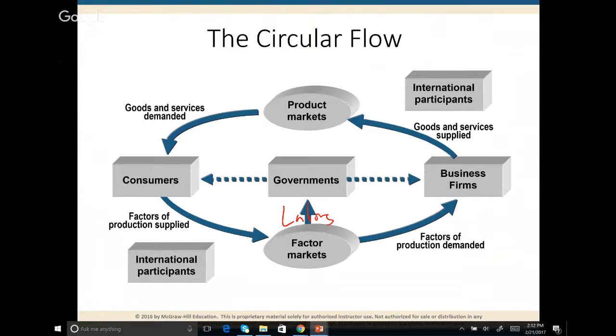Government on the other side will hire factor productions, they will hire labor, and then they will provide a service to both business and consumers. Because if you think about it, what kind of service does government provide?